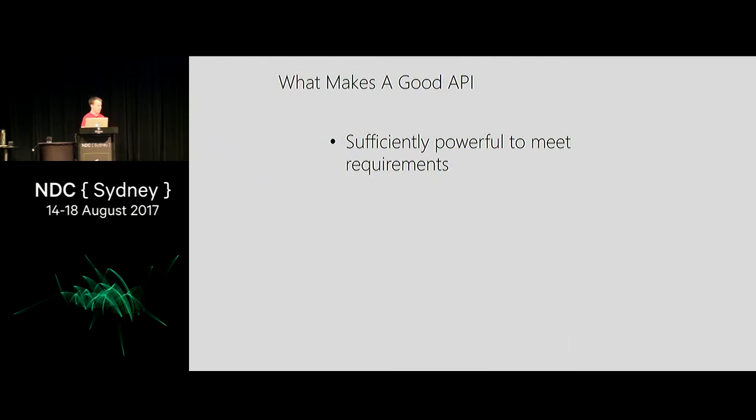So an API should also be sufficiently powerful to meet requirements. Obviously, your API needs to do what you want it to do. If you've got a user repository, it can actually get users from the database. But API design is quite often a balance. It's a balance between conflicting alternatives of simplicity and power. So it's a bit of a challenge to create a library that's powerful enough to meet the needs of a broad range of developers, but also still keep it simple for that generalized use case.